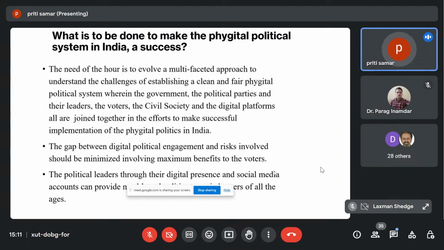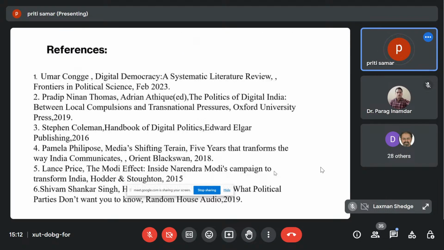So there is a need to provide need based politics through the use of the digital media, or through the use of the digital platform, where the needs of the people, whether they are related to safe or clean drinking water, or electricity, or education or any such employment needs, all these needs should be met by the political leaders by their digital presence and through the use of their social media accounts. And these were the references which I had used.